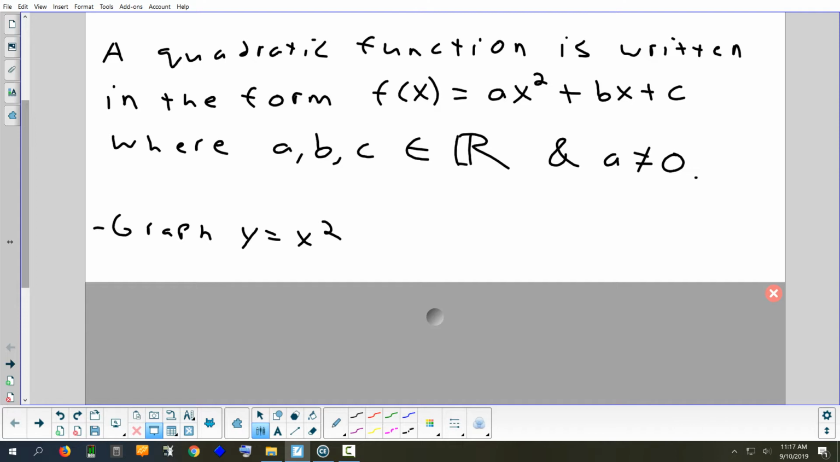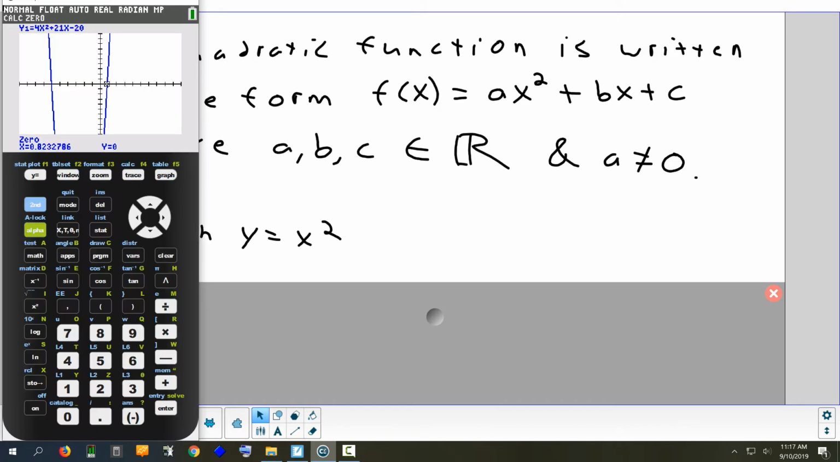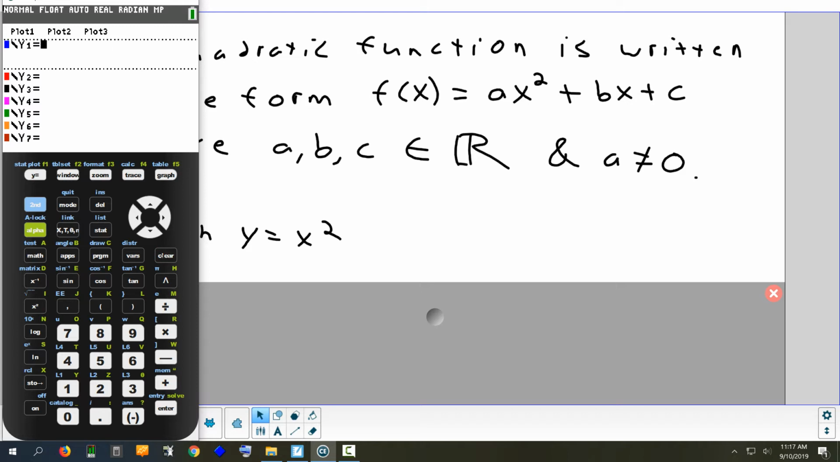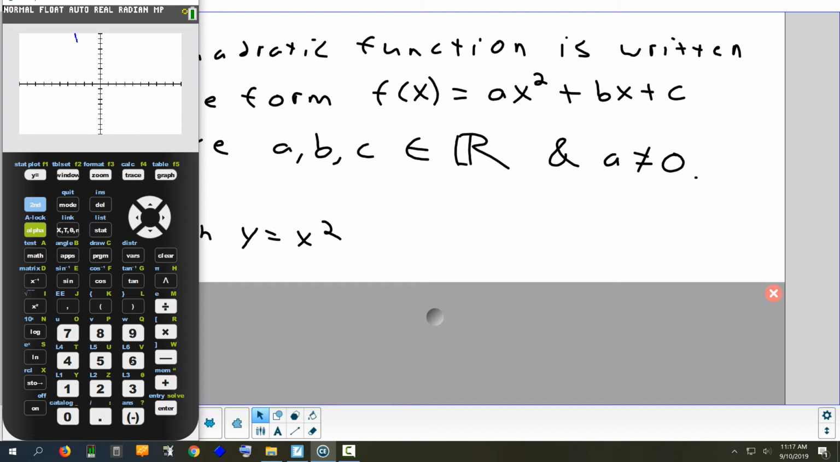Okay, so I'm just going to graph y equals x squared. I think we've done it before. Let's just graph it real quick. Let's type in x squared, zoom 6. That's what it looks like. It's a parabola with the vertex at the origin, and it's a minimum.